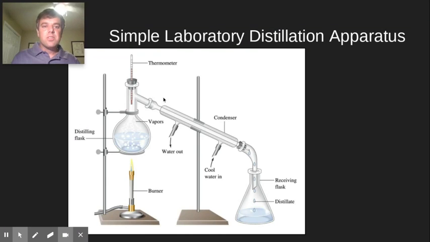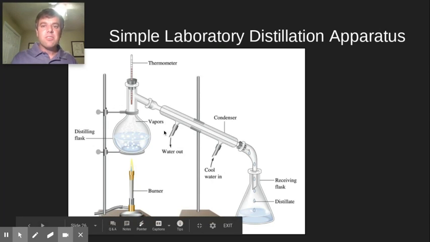Making distilled liquor is done the same way. This is what people who are called moonshiners are doing. And once again, doing so on your own, highly illegal. But these are valid laboratory techniques for separating mixtures.